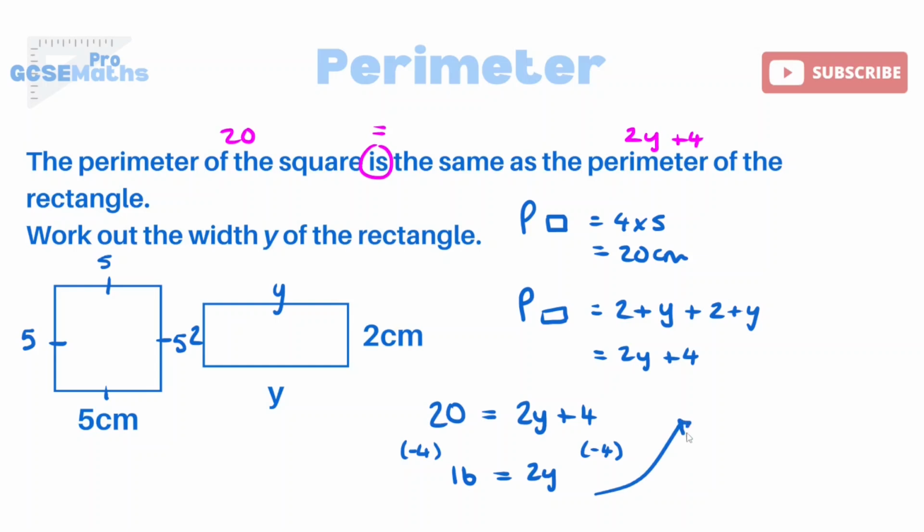And then I'll bring it over here. We now need to divide by 2, don't we? Because we want just one y. I don't want 2 lots of y. So 16 divided by 2 is 8, y equals 8. So it says work out the width y of the rectangle. Well, that is it. It's 8 centimeters.